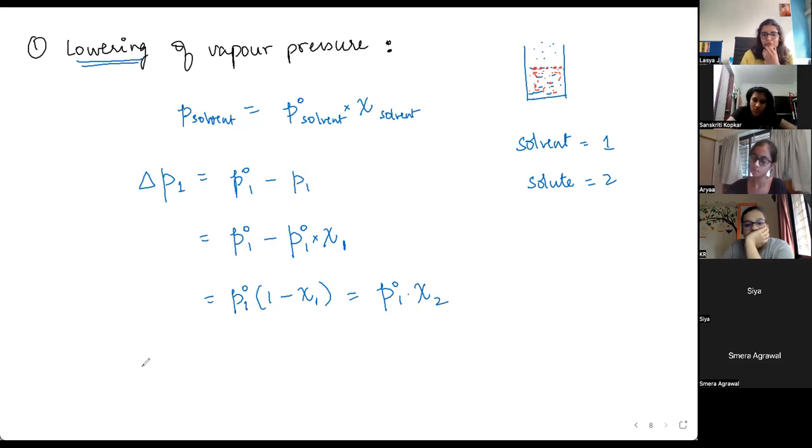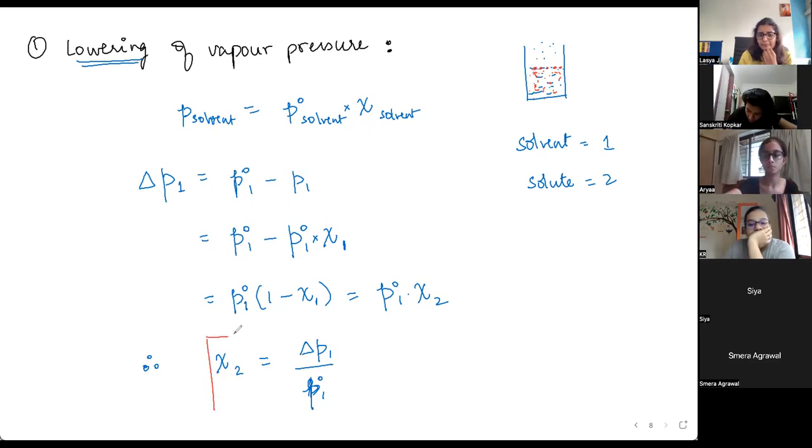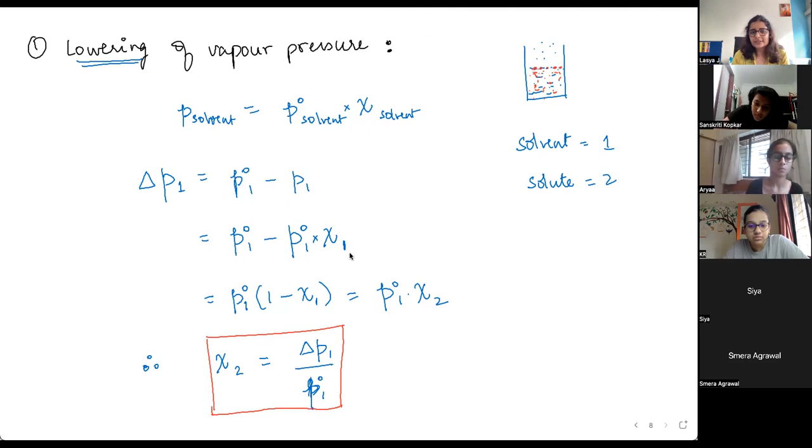So if you know by how much the vapor pressure has changed, you can figure out how much solute has been added to it. So chi 2 is equal to delta P1 by P naught 1. This is one formula that you'll be using. Okay, so I'll give you guys 2 minutes. Have you followed this derivation?